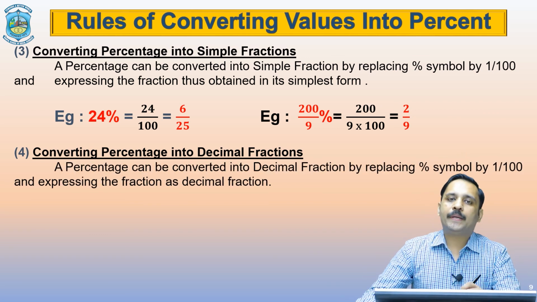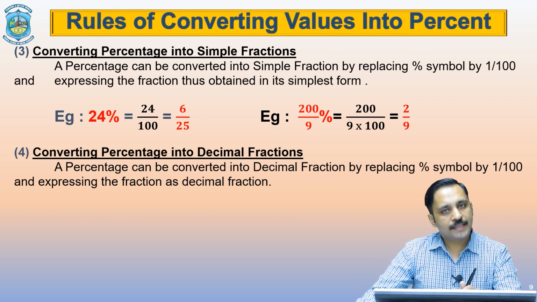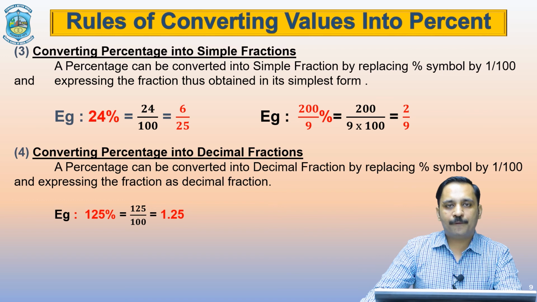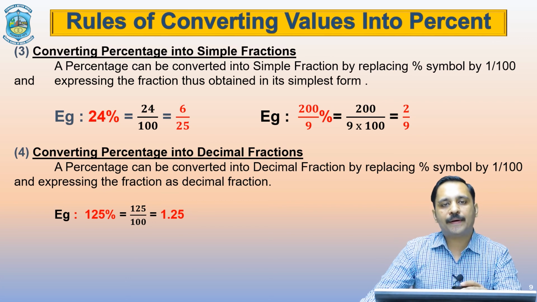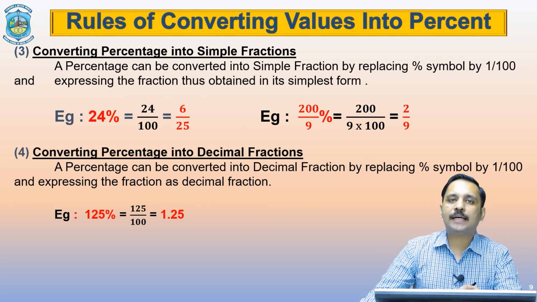A percentage can be converted into a decimal fraction by replacing the percentage symbol by 1 by 100 and expressing the fraction as a decimal fraction. Let us see how. So we have 125%. Here, on removing the percentage symbol, I have to divide the value by 100. So we have 125 upon 100. On solving, we have 1.25, which is a decimal value.